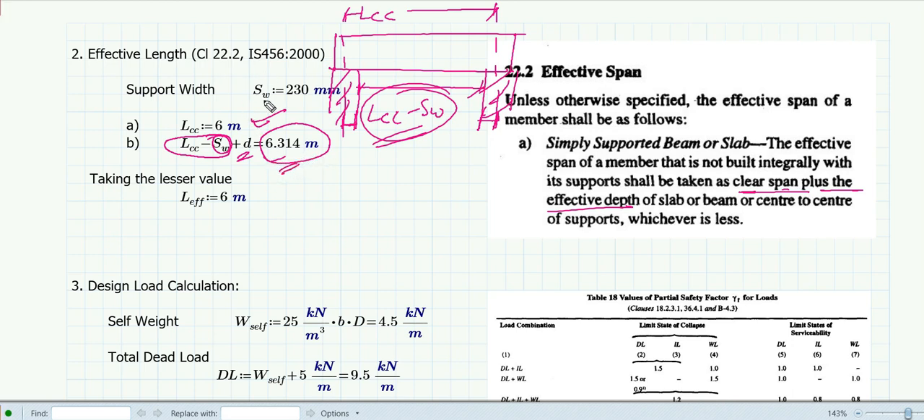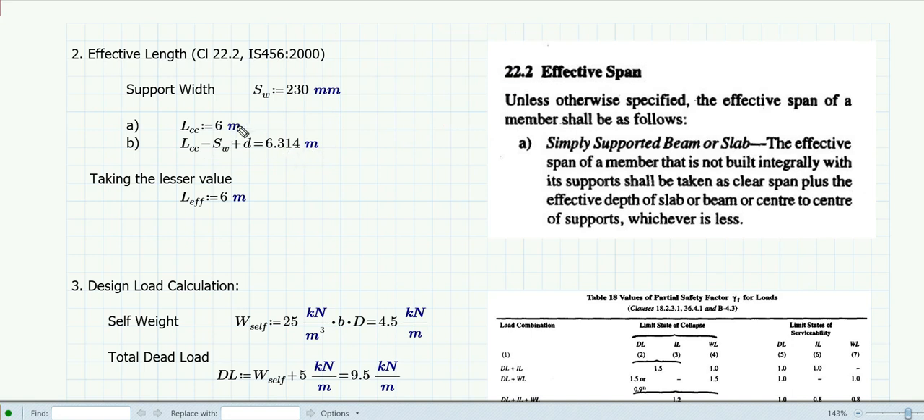Okay, so this is the one condition, center to center, and the other, clear span plus the effective depth. Whichever is less: here we are getting 6 and 6.314. So 6 is less, so the effective span you are going to consider is 6 meter. This is the effective span, as per clause 22.2. Now let's go for design calculations.